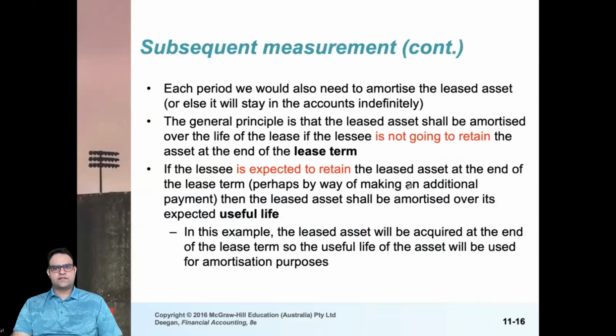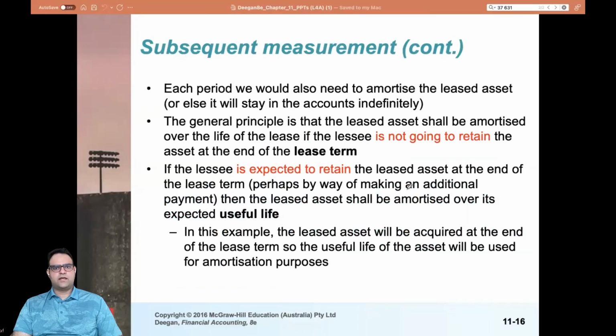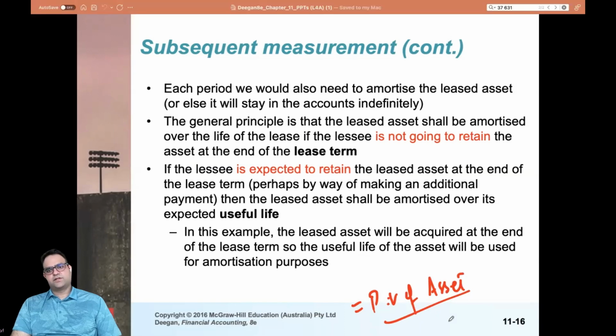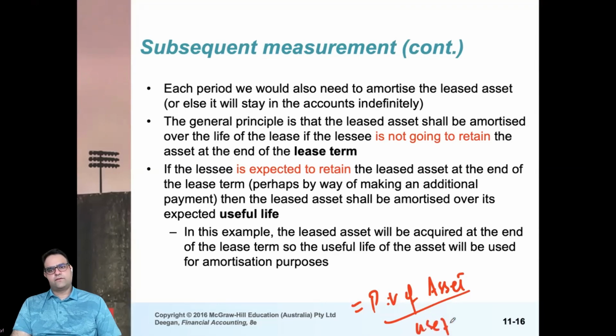So there is some discussion about the subsequent measurement and how we have to apply amortization on the lease asset. The lease asset needs to be amortized. The amortization formula is simple: the present value of the asset divided by... Now there is a discussion whether it will be the useful life or it should be the lease term, the lease period. So what should it be, the lease term or the useful life?